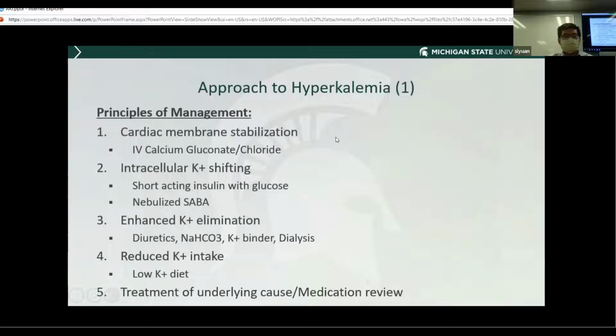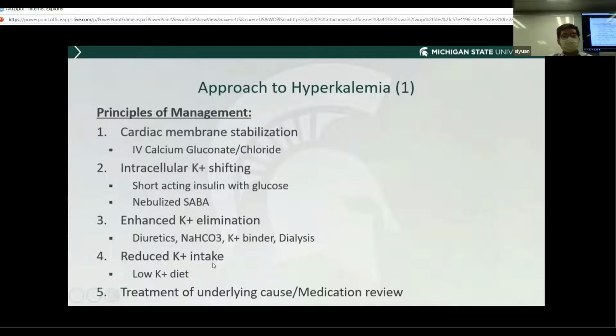Principle number 3: we always have this medication that we usually use on the floor called Lokelma. It's a potassium binder. Then there are diuretics, sodium bicarb, and dialysis. All of these work by the principle of getting rid of the potassium.